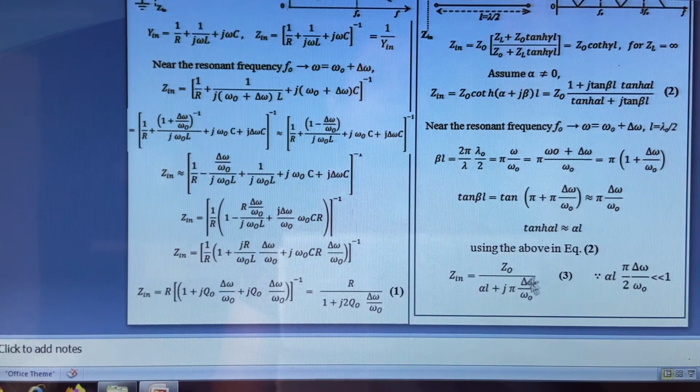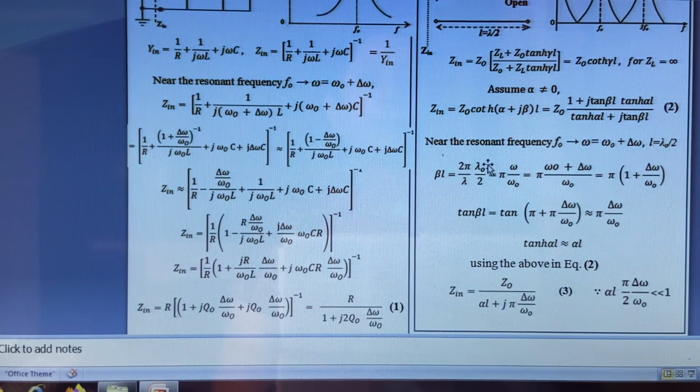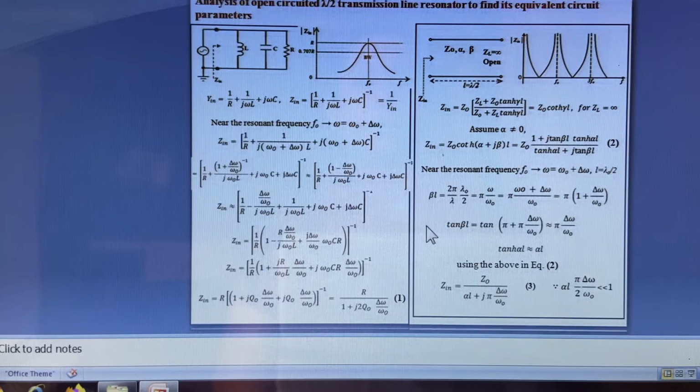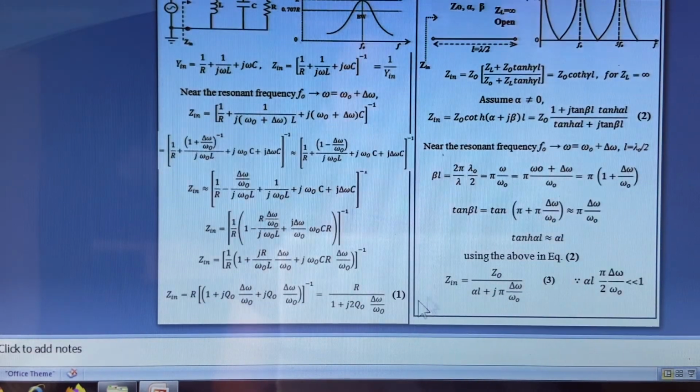So this is the final expression for the input impedance of this lambda by 2 open circuited transmission line resonator. The input impedance is given by this equation. Similarly, the input impedance Zin of the parallel RLC resonator circuit is given by equation 1, and Zin of this lambda by 2 line near the resonant frequency is given by equation 3.